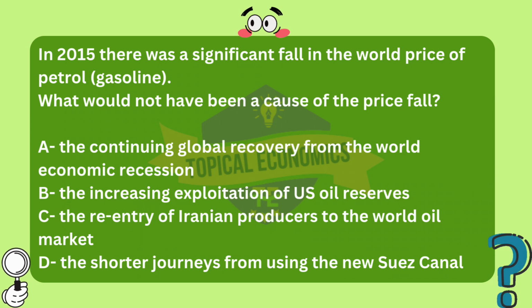Option A, the continuing global recovery from the world economic recession, would not have been a cause of the price fall. In fact, the recovery from the global economic recession would typically increase demand for oil and petrol, as higher economic activity leads to more consumption. When demand for oil rises, prices tend to increase, not decrease.